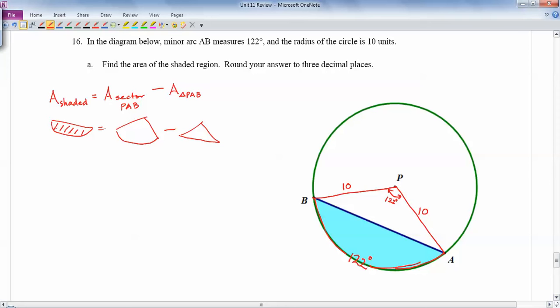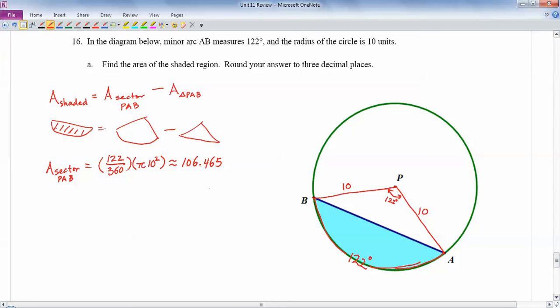Okay, so in order to get the area of a sector, sector PAB, remember that's defined as your angle over 360 times pi r squared. So in this case, it's 122 over 360. That's the percentage of the circle that we want, and we want that percentage of the circle's area. So pi r squared goes here, which is pi 10 squared. If you plug that into your calculator, you get about 106.465. That'd be square units, but we don't have to worry about that for now.